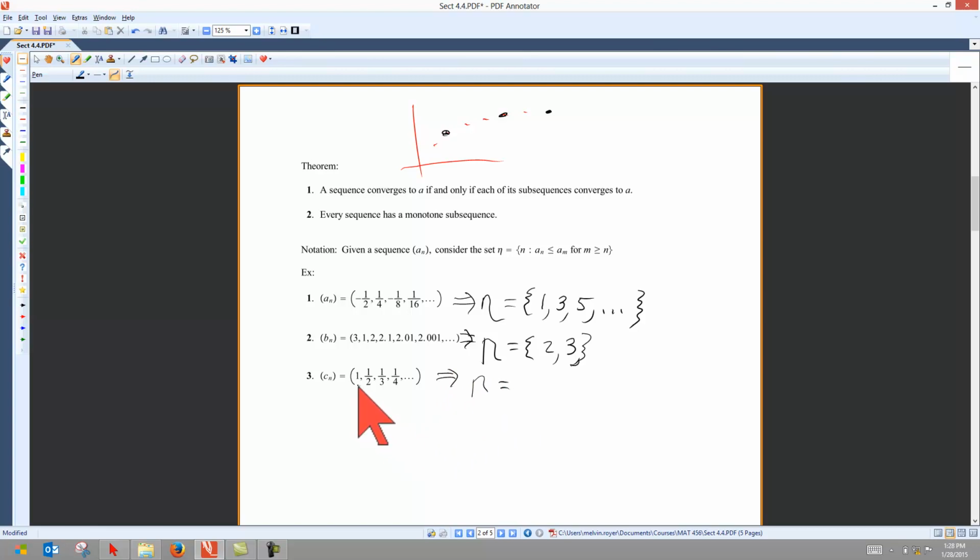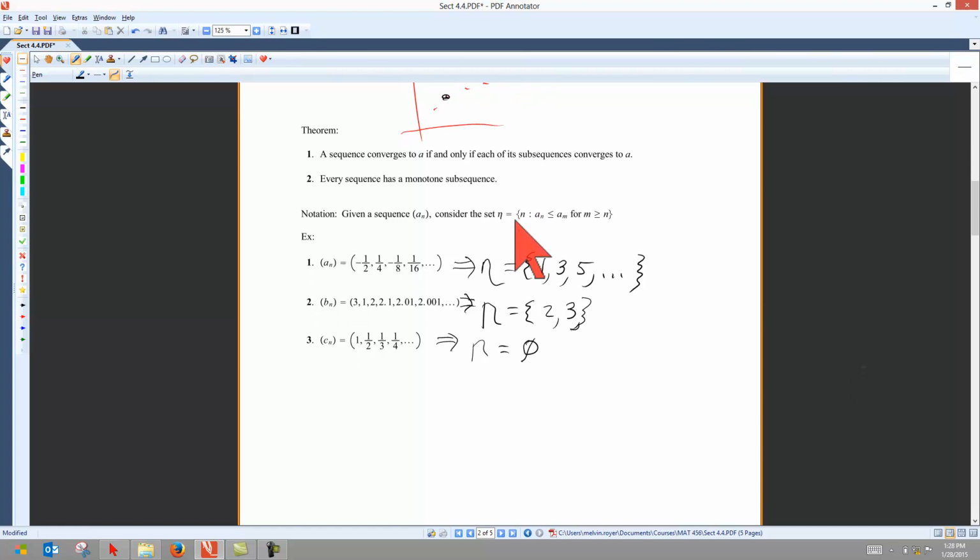And how about a sequence that's 1, 1/2, 1/3, 1/4, 1/5, and so on. First term is not the smallest. Second term is not the smallest. Third term is not the smallest. Fourth term is not the smallest from there on out. Everybody is followed by things smaller than itself. And so here's a case where this index set is actually empty. So depending on the original sequence, we can get an infinite set for eta, a finite set, or even an empty set. And now let's prove number 2, that every sequence has a monotone subsequence.